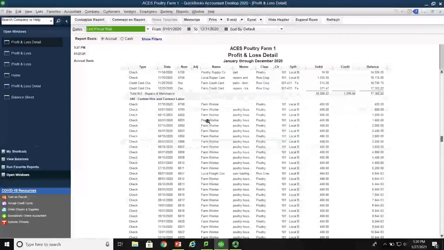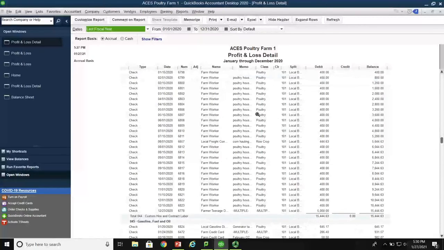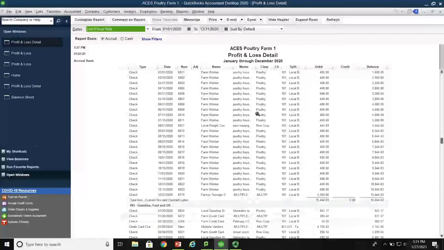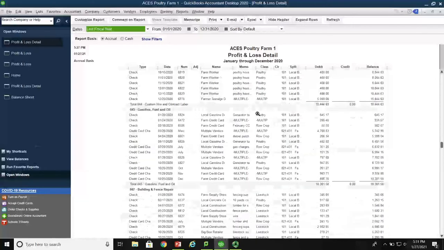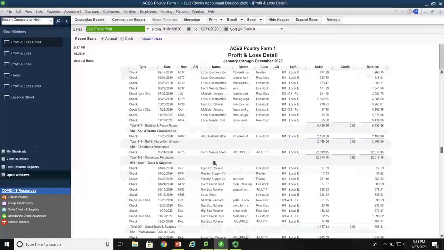Then we have custom hire and contract labor for our farm worker. Looks like we've been paying our farm worker about $400 every 2 weeks, and they're treating him as a contract laborer, 1099 worker, rather than an employee. Then we're looking at gasoline, fuel, and oil. Here's all those transactions for the year. Here's all the building and fence repair transactions for the year.